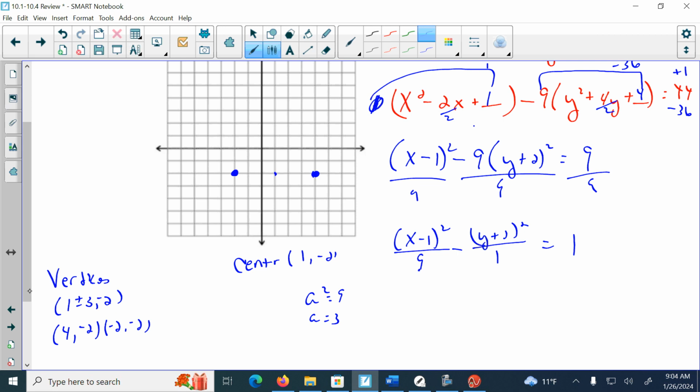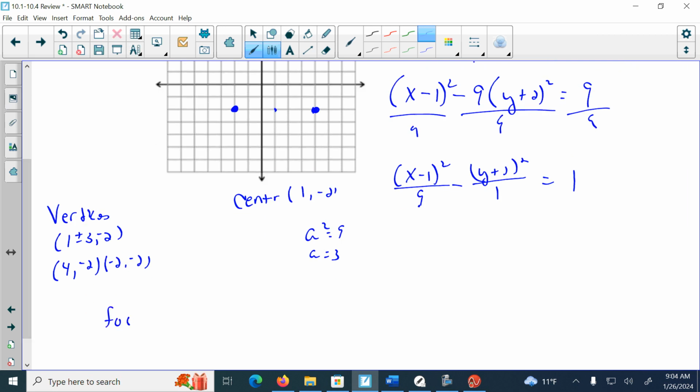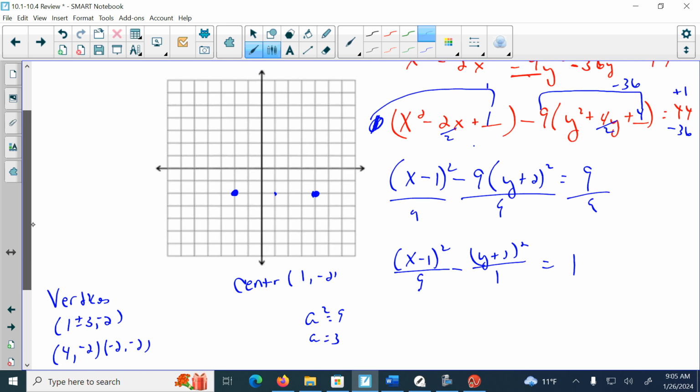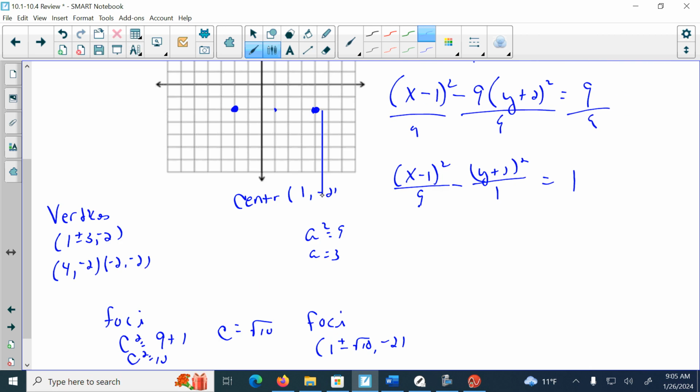To find my foci, I'm going to say c squared is equal to a squared plus b squared. So c squared is equal to 10. c is equal to the square root of 10. So my foci are going to be my x-coordinate, which is 1, plus or minus the square root of 10, all over -2. So that's like 3 point something.